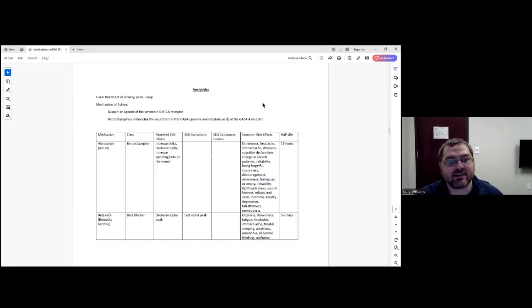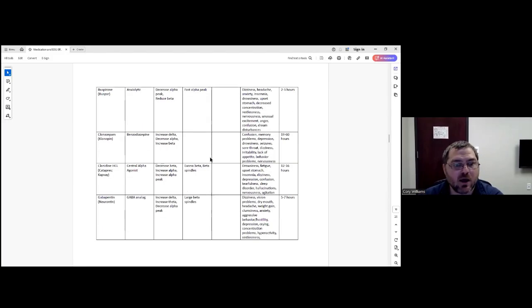Then we get to the anxiolytics. Now, I mentioned before, this is a really broad class of medication, and a lot of different stuff falls in here. Here you'll see we don't really have any indications or cautionary factors for the benzos. We don't use those a ton. I have not come across any literature that recommends when to use them based on someone's EEG. So we kind of steer clear of those.